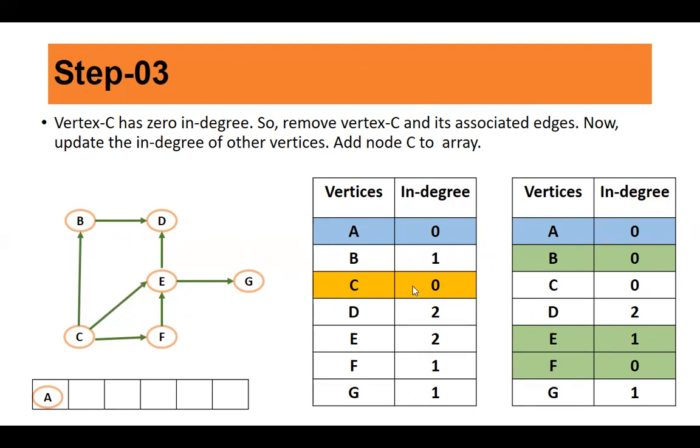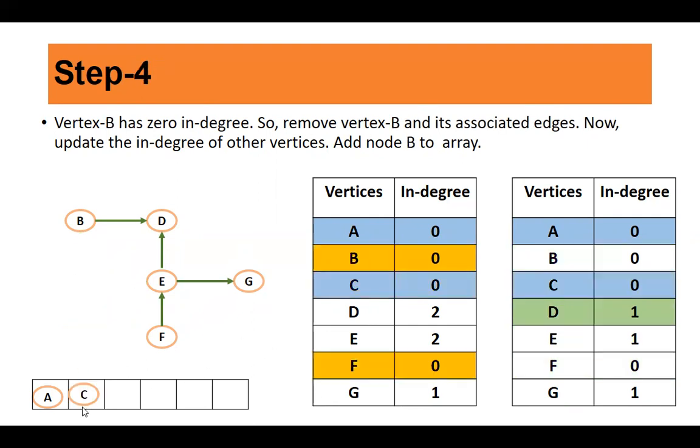So once you remove C and add it to the ordering, B's in degree will reduce to 1. So it becomes 0 now. Fine. E's in degree becomes 1 now. From 2 it becomes 1. And F's in degree which was 1 now becomes 0. Right? And C is added to the array. Fine. C is added to the array. Now once C is removed from the graph, this is what the graph looks like.